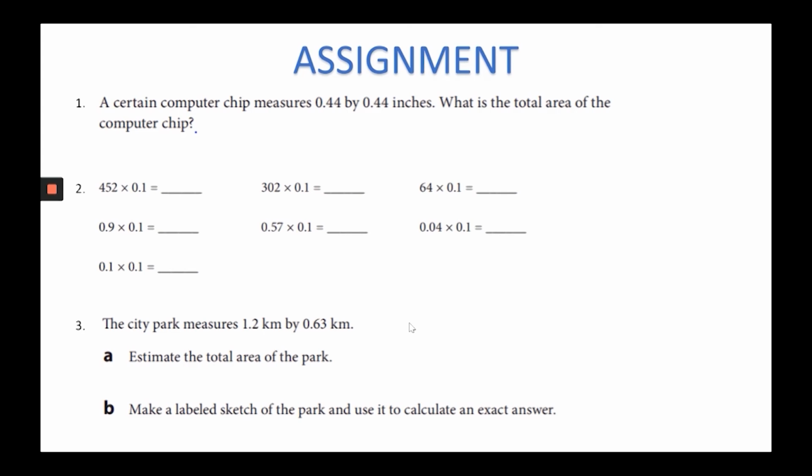And then we have some mixed multiplying problems by 1/10. And then for number 3, the city park measures 1 2/10 kilometers by 63 hundredths kilometers. Estimate the total area of the park for A, and for B, make a labeled sketch of the park and use it to calculate an exact answer. Okay, I'm going to give you a little bit of time to get this copied down. Go ahead.